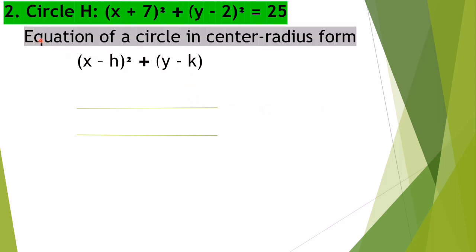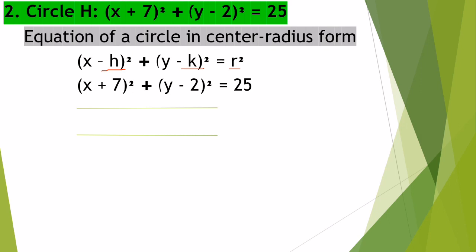Again, gagamit tayo ng equation of a circle in the center radius form, which is x minus h squared plus y minus k squared is equal to r squared. Wherein, ang h ay x coordinate, ang k ay si y coordinate, at ang r ay si radius. So, una ay kokopyahin natin ang ating given. So, x plus 7 squared plus y minus 2 squared is equal to 25.